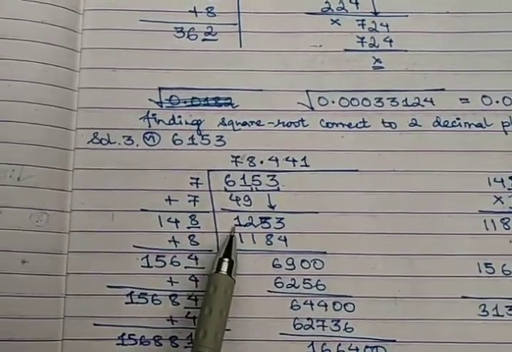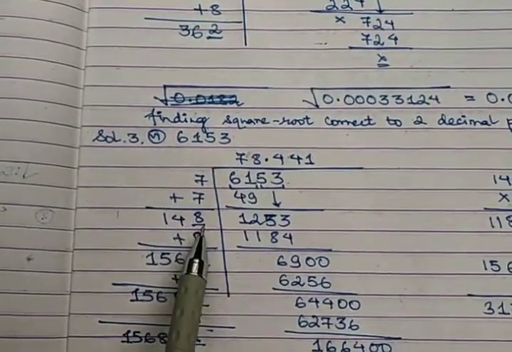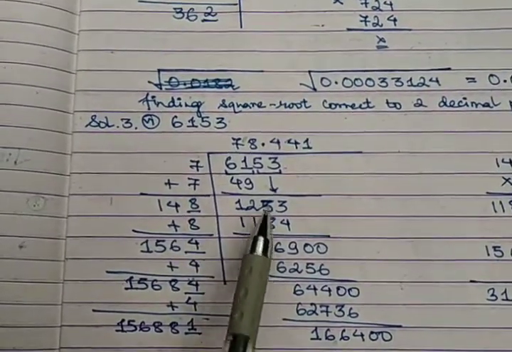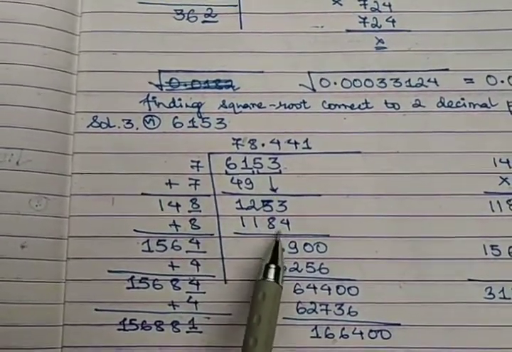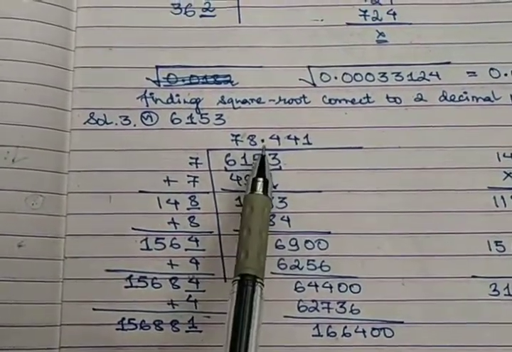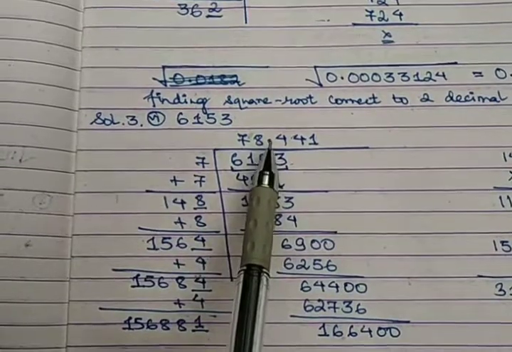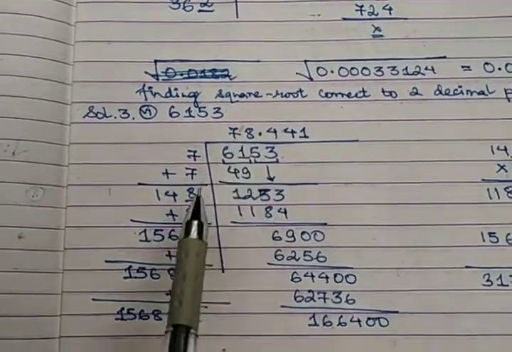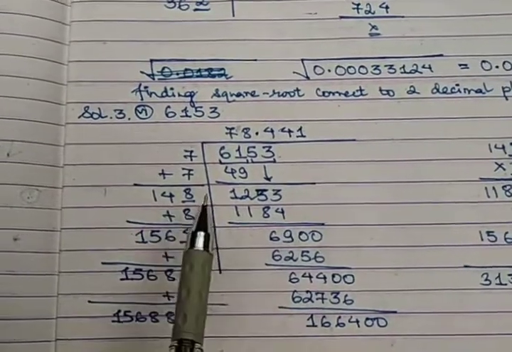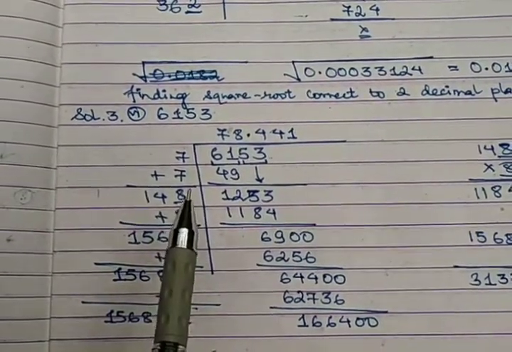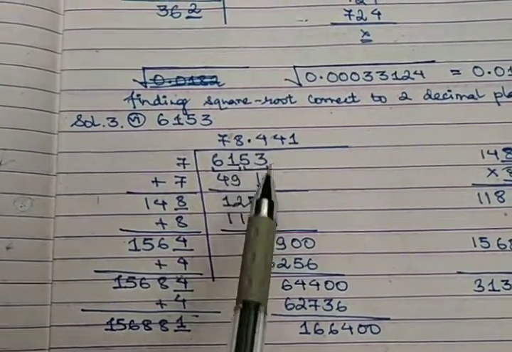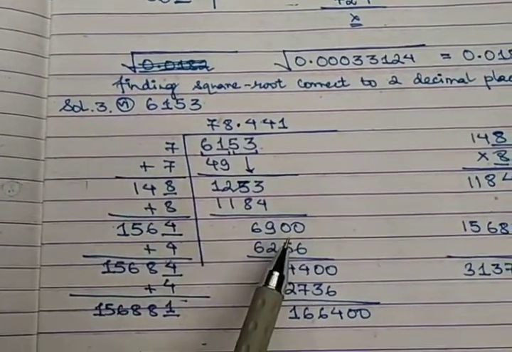After subtracting we got 12. 7 and 7 is 14, ones place empty. Again when you take 8, you get 1184, 53 dropped, so 1184, and when you have subtracted you got 69. Now what you are supposed to do is use the decimal. As we know, in this division method of finding the square root, 2 digits drop at a time. So after the decimal also we need to use 2 zeros at a time.